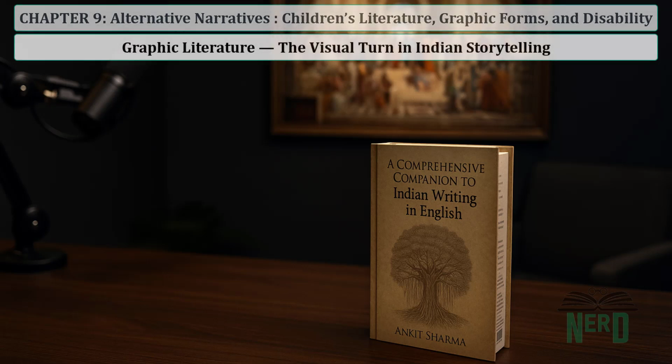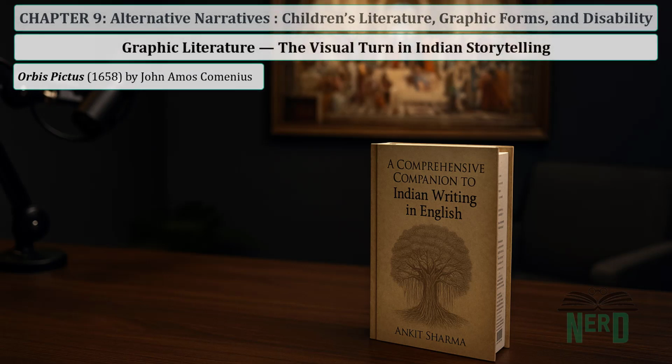We begin in the year 1658 with Orbis Pictus by John Amos Comenius. Though not Indian, this Latin English picture book is widely regarded as the first illustrated educational text for children, and it laid the visual groundwork for what would one day become global graphic storytelling.